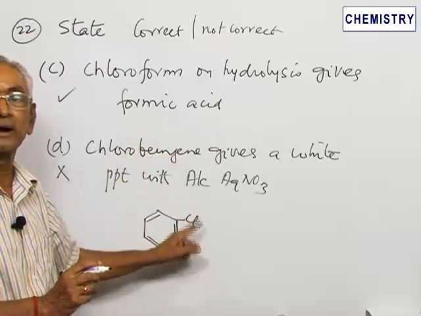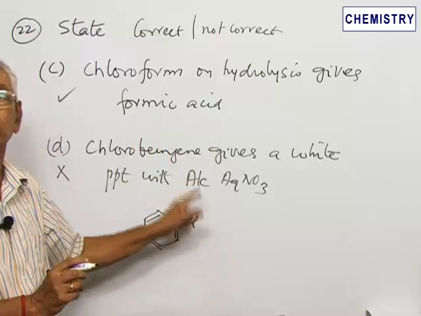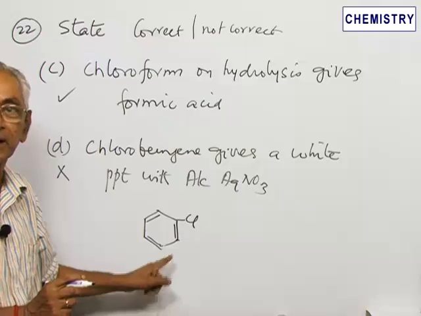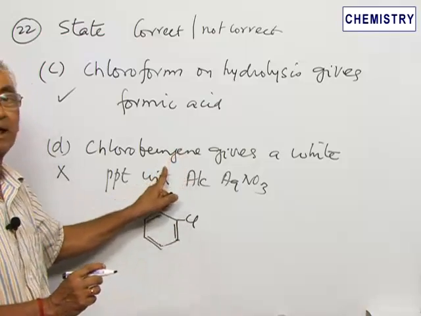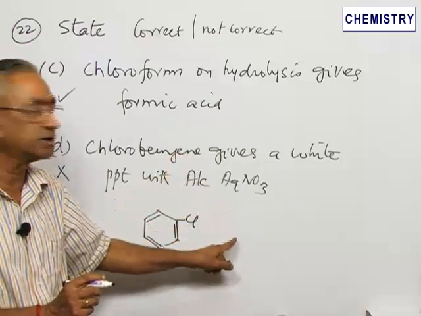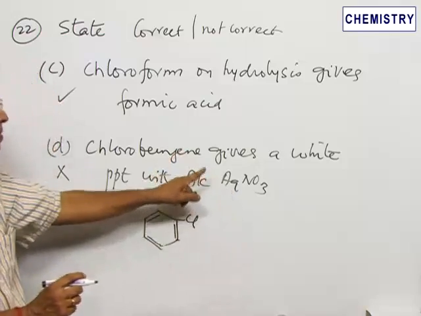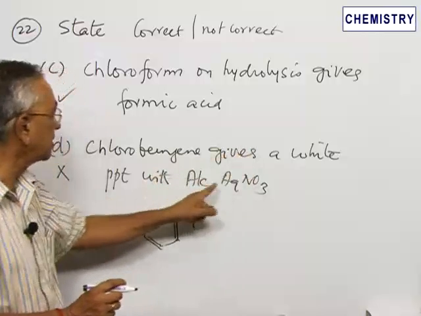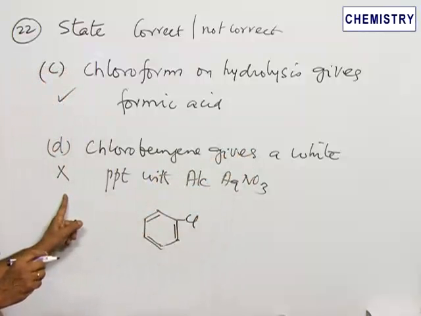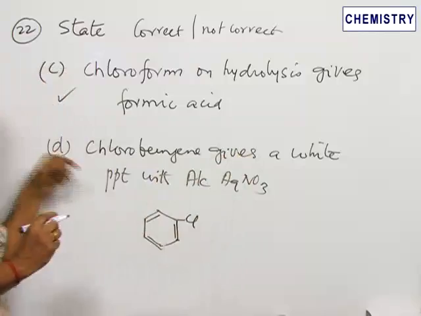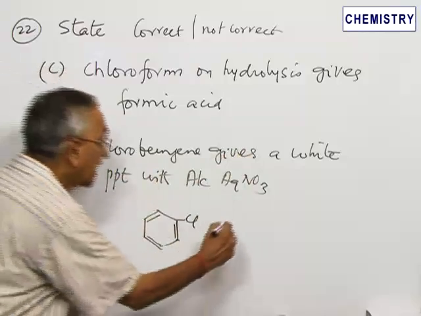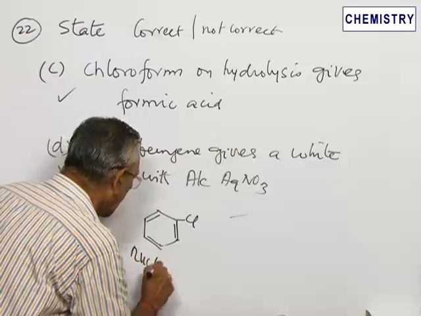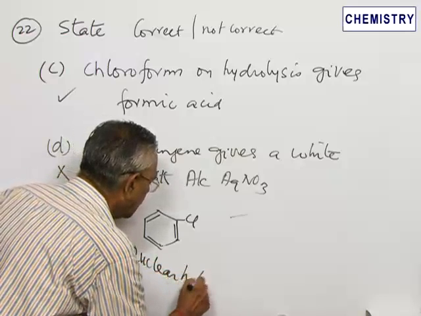A sodium fusion extract is prepared. The chloride is converted into sodium chloride, and after neutralization with nitric acid and treatment with silver nitrate, it will give a white precipitate. Simply when we take chlorobenzene and treat it with alcoholic silver nitrate solution, this will fail to give a white precipitate. So the statement that chlorobenzene gives a white precipitate with alcoholic silver nitrate is not correct. And which will then give a white precipitate? A side chain halogen.